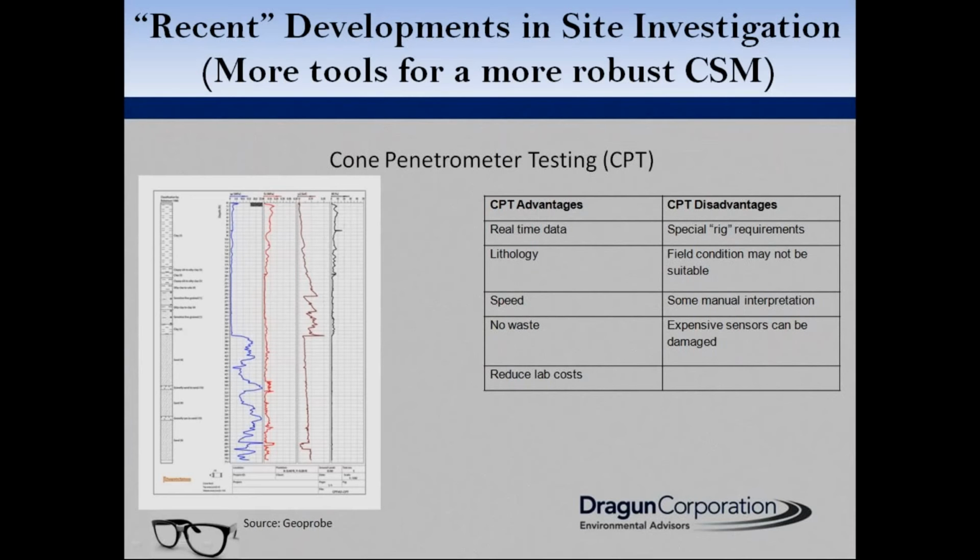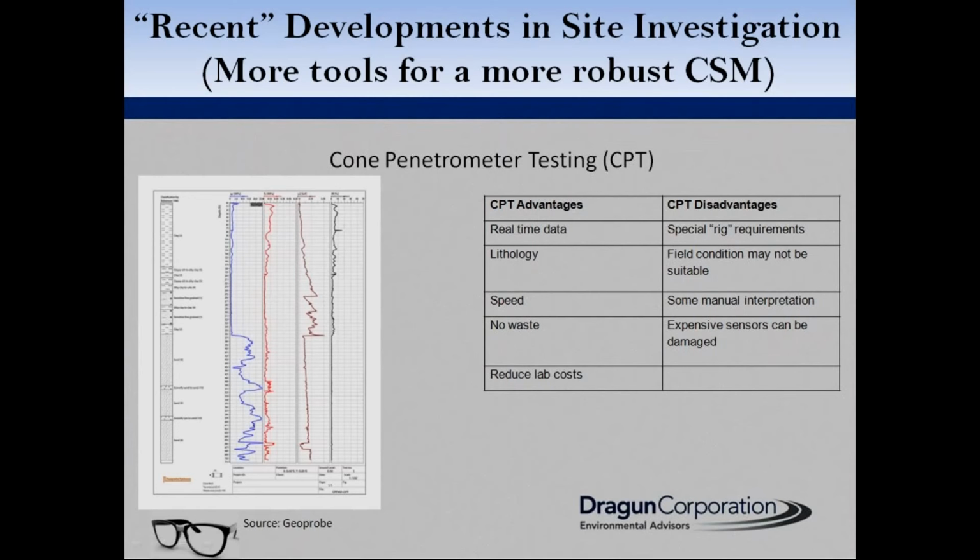The disadvantages are that you would have to come in with a drill rig using direct push technology, but you may have to use some anchoring devices. The field conditions may not always be suitable. Certainly that probe, the sensor that's at the end of the drill rods, can be damaged if you come across boulders. It's expensive to replace that sensor. And again, ground truthing has to be done.